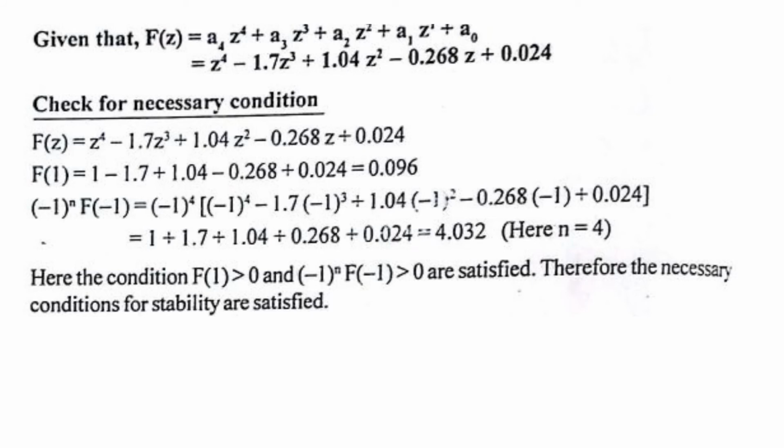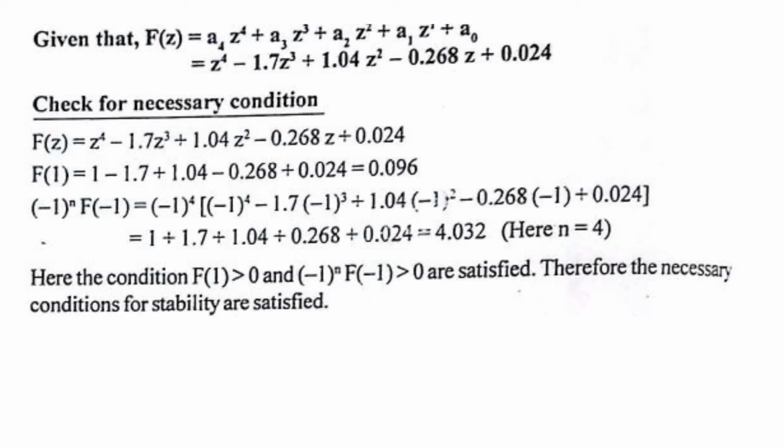Next problem: f of z is equal to z raised to 4 minus 1.7 z cube plus 0.04 z square minus 0.268 z plus 0.024. For the necessary condition, first replace z by 1 and find out whether f of 1 is greater than 0. Then find out whether minus 1 raised to n, f of minus 1, is greater than 0. If it is, you can say your necessary condition is satisfied.